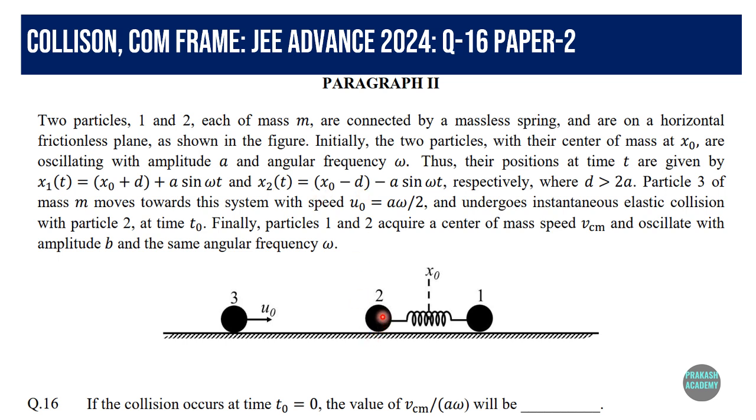Similarly, particle 2 has its mean position at x naught minus d. So this position x naught minus d will be somewhere here, and from this mean position this is going a distance this side and then coming back, and again going a distance this side. So this is making an SHM.